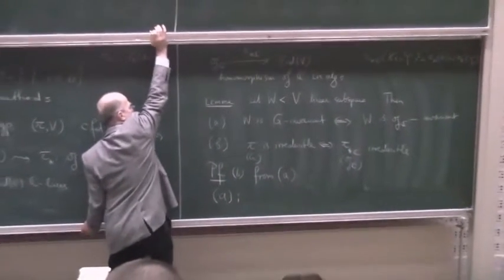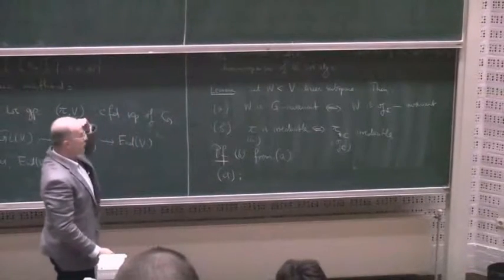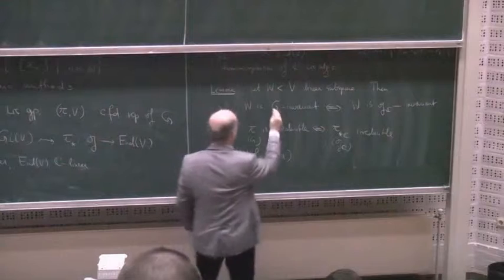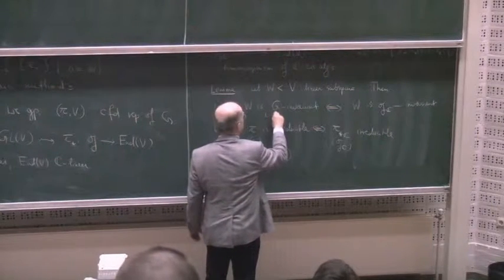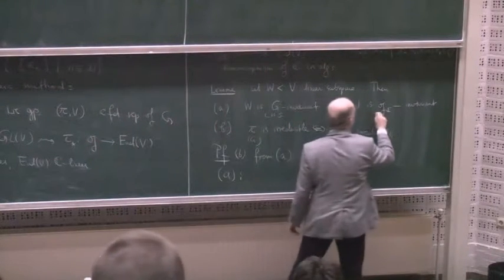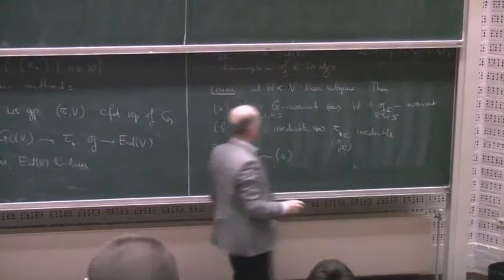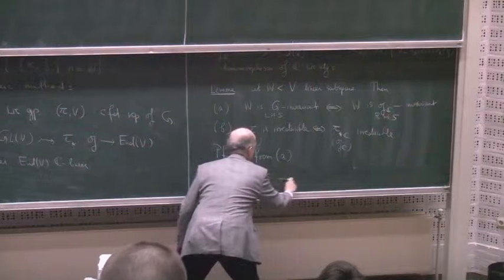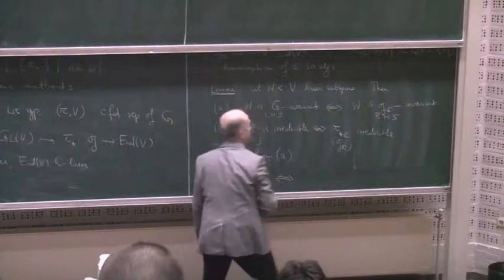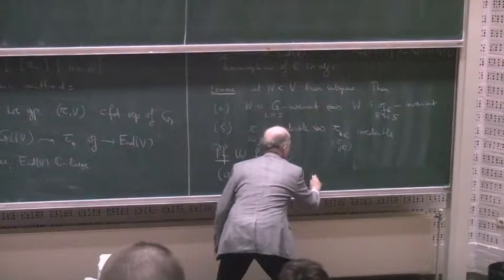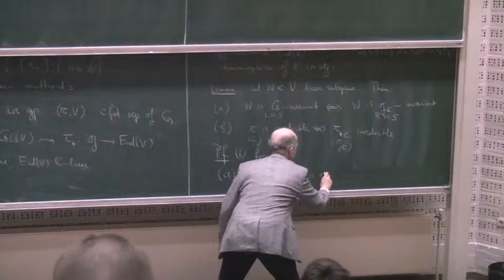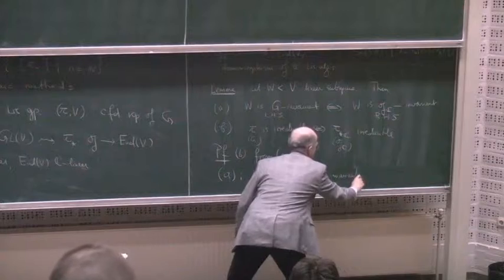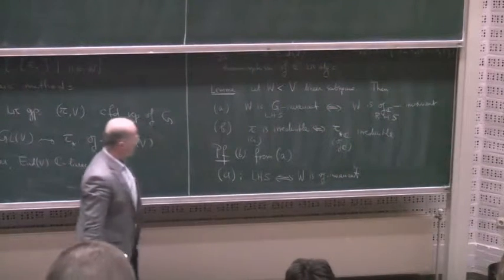Well, we have a similar result for the real Lie algebra. So let's call this the left-hand side of the equivalence, and let's call this the right-hand side of the equivalence. Then the left-hand side is equivalent to the statement that W is G invariant. I claim that this is true. So what is the reason for this?